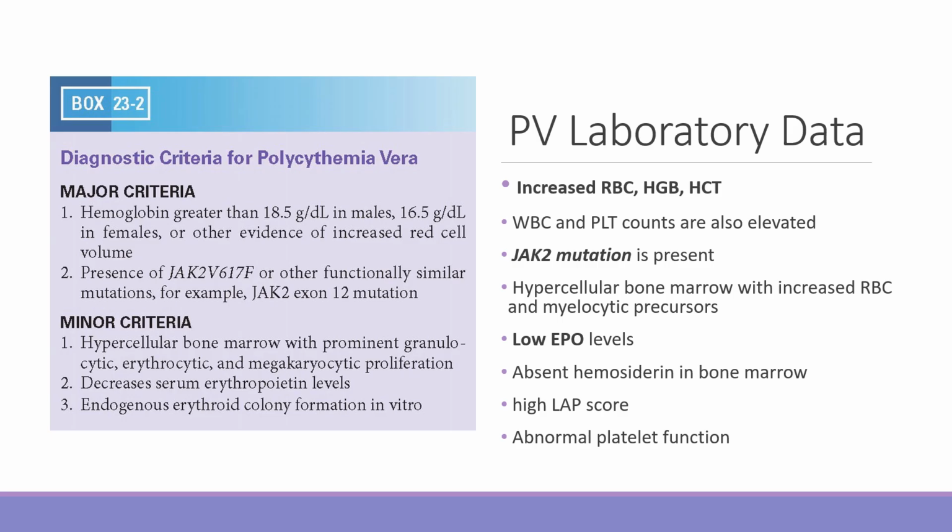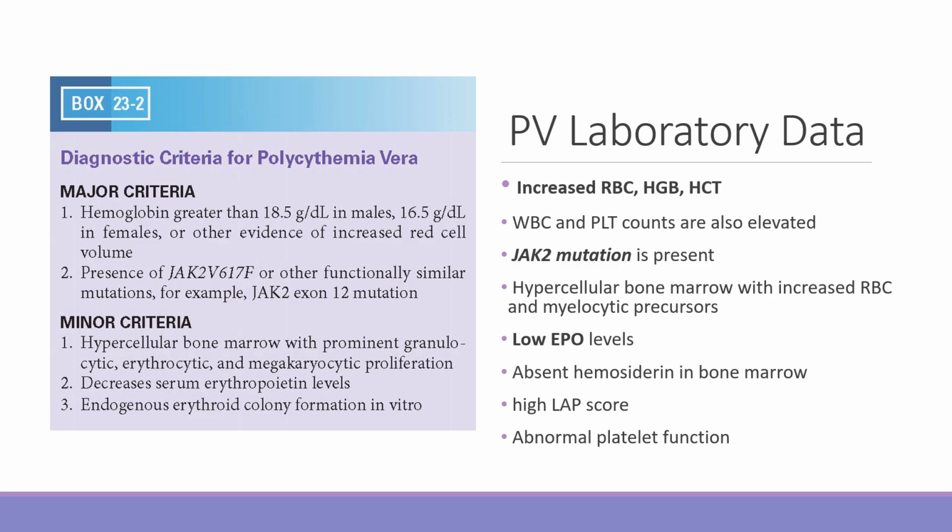So let's look at some of the diagnostic criteria for polycythemia vera. Some of the major criteria are going to be related to hemoglobin. We're going to look at a hemoglobin of greater than 18.5 in males and 16.5 in females, or maybe some other evidence of an increased red cell volume. We're going to look specifically for JAK2 variants or other functionally similar mutations like the JAK2 exon 12 mutation. And then we're going to look at some more lab-oriented data: hypercellular bone marrow with prominent granulocytic, erythrocytic, and megakaryocytic proliferation.